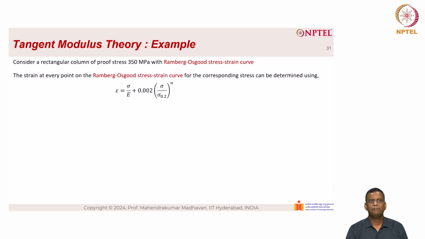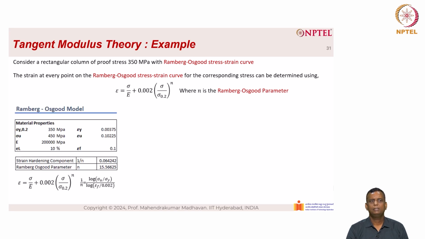The strain at every point on the Ramberg-Osgood stress strain curve for the corresponding stress can be determined using the equation epsilon is equal to sigma by E plus 0.002 (sigma by sigma at 0.2 proof stress) the whole power n, where n is the Ramberg-Osgood parameter. The Ramberg-Osgood model parameters are given here.